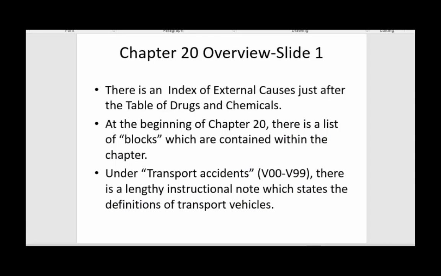Okay, now let's talk a little bit about Chapter 20. There is an index of external causes just after the table of drugs and chemicals. If you recall, there's an alphabetical index, then the neoplasm table, then the table of drugs and chemicals, then the index of external causes. You may have put a tab on it in the very beginning of the semester.